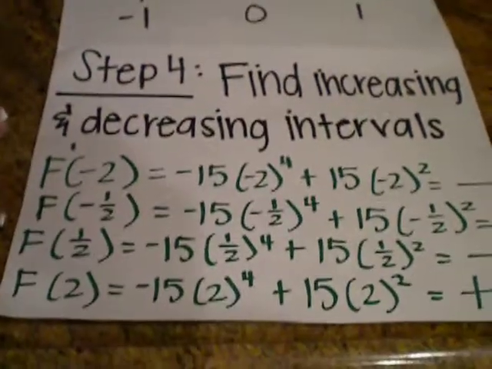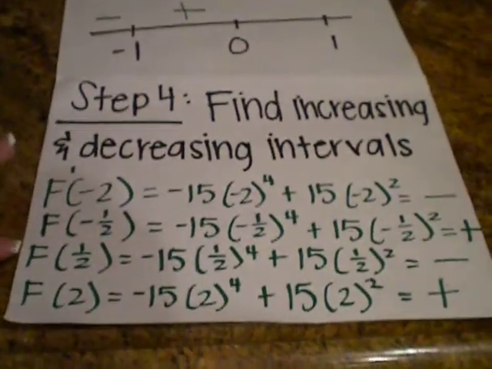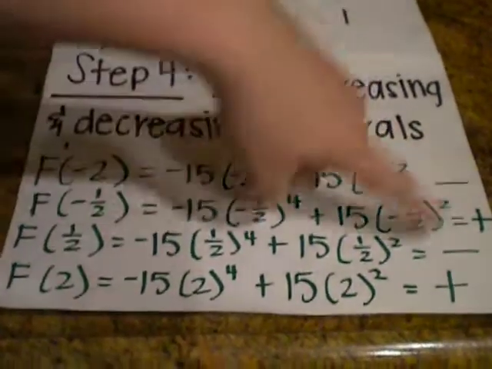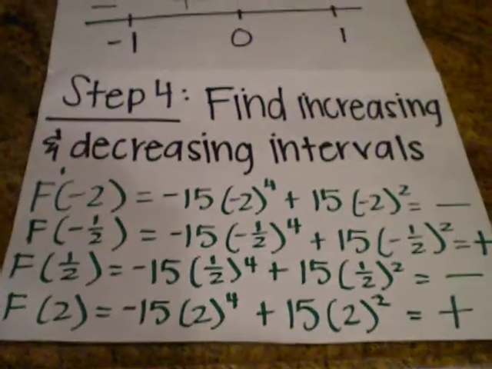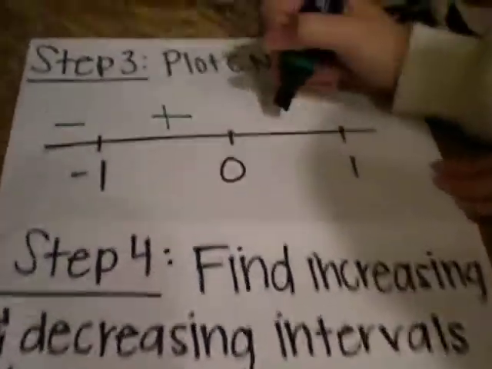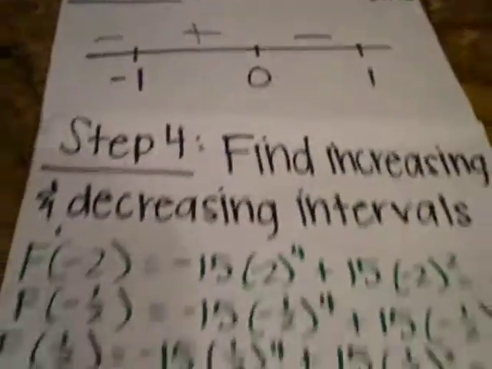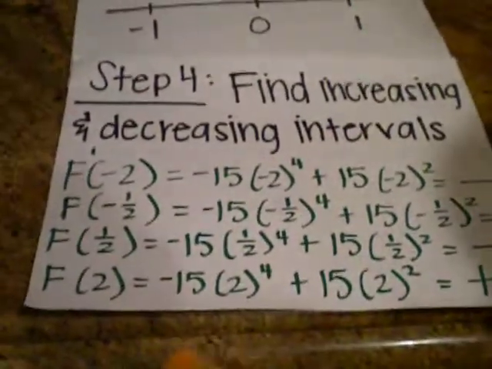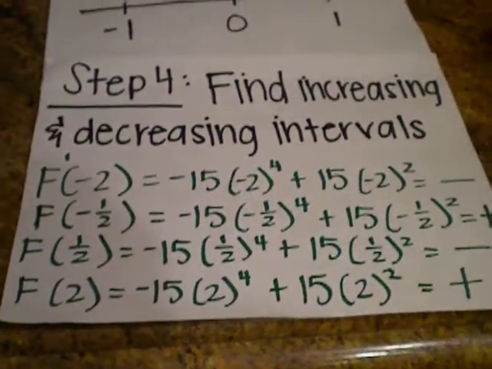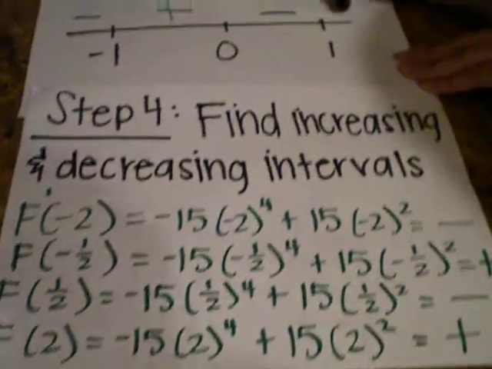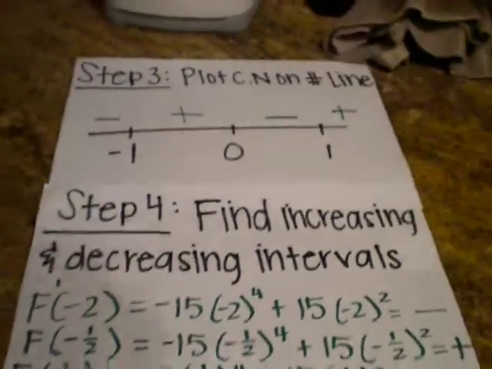Then when you plug 1/2 into the first derivative, you get a negative value. So it is decreasing from 0 to 1. And then we plugged 2 into the first derivative, and we found out it was increasing. So from 1 to infinity, you get increasing values.